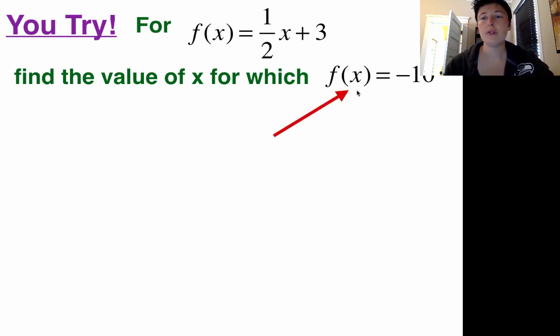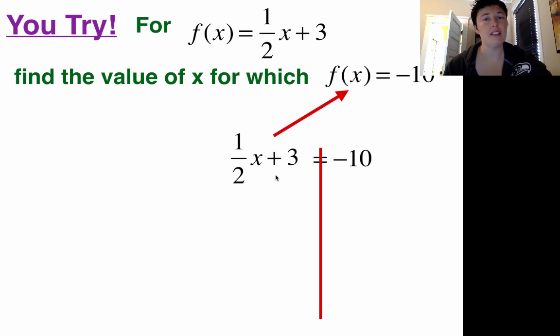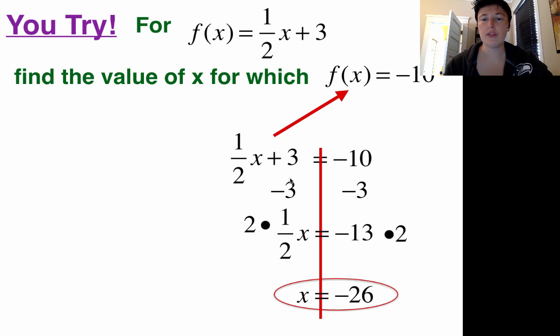So f of x is equal to negative 10. Well, we know what f of x is. It's 1/2 x plus 3. So I'm going to write 1/2 x plus 3 has to equal negative 10. Line down the middle. Let's solve for x. Let's isolate it. Take that 3 away to the other side. Negative 10 and negative 3 make negative 13. To get rid of the 1/2 x, times the 2 to the other side. Negative 13 times 2 is negative 26. There's our answer. x is equal to negative 26.